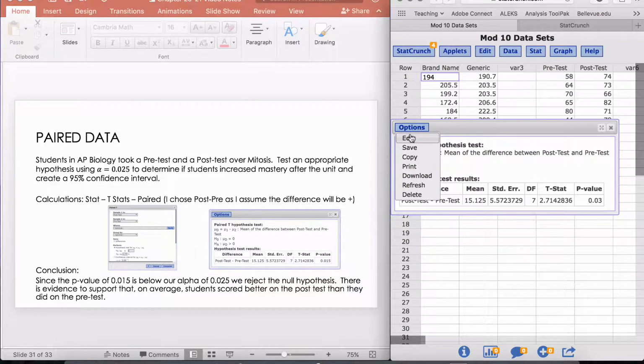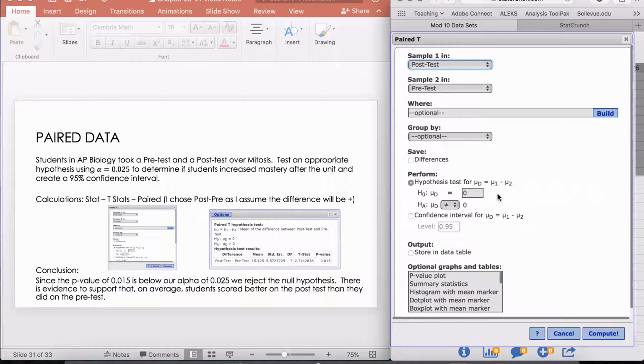And I just made the mistake I told y'all not to make. Down here, you have to make sure that you change your alternative hypothesis. I'm really glad I did that so I can show you how easy it is to make that mistake. Post-test minus pre-test, hypothesis test equals 0, and then because I'm assuming that the post-test was greater, my alternative will be greater than 0.